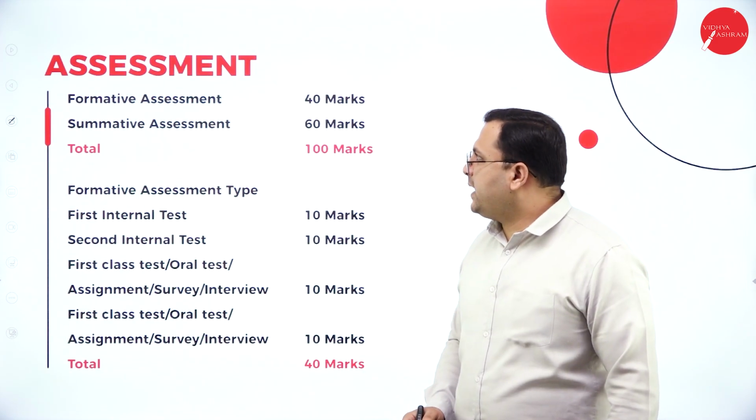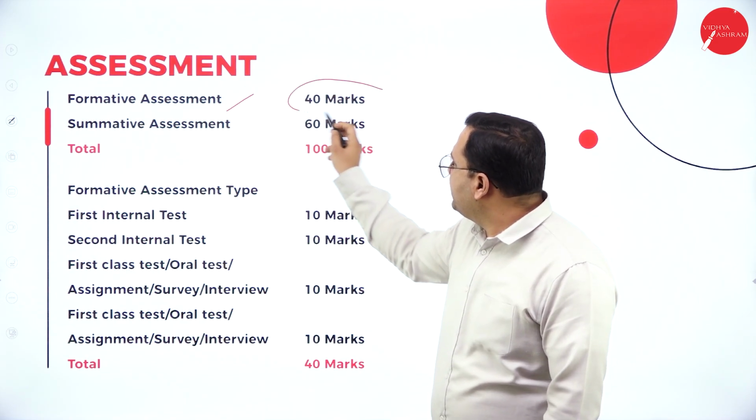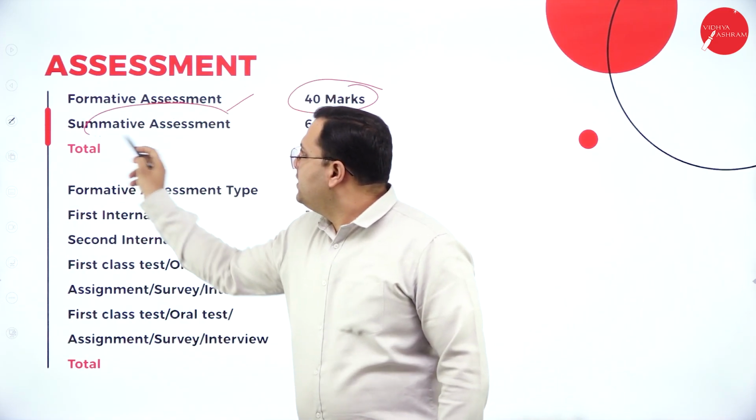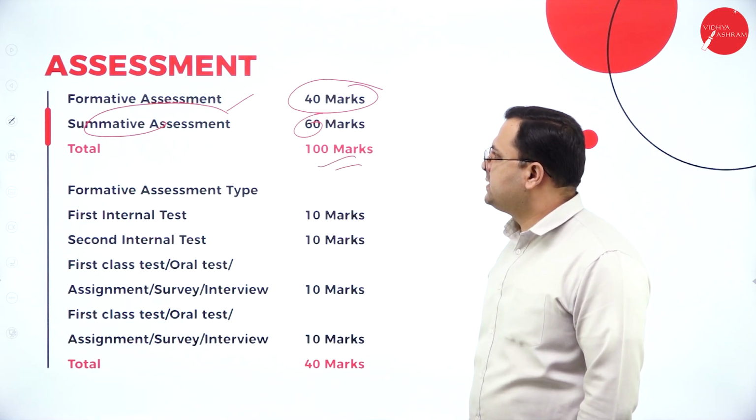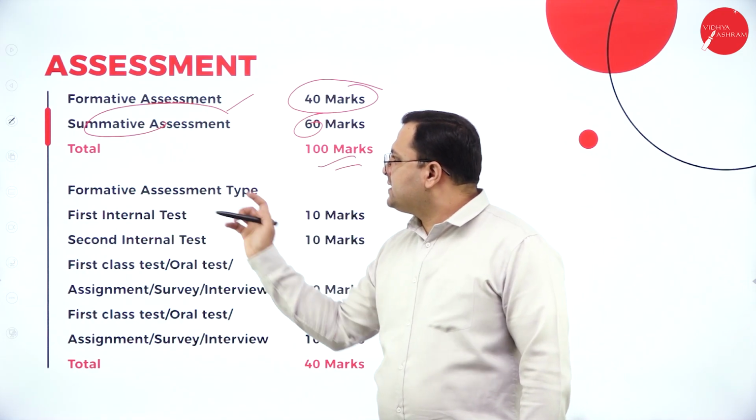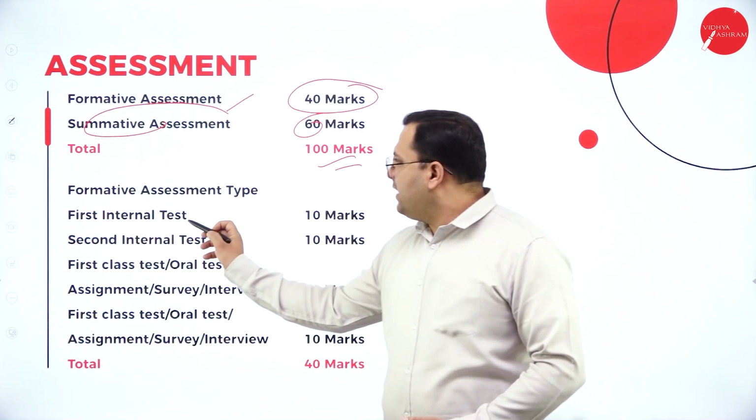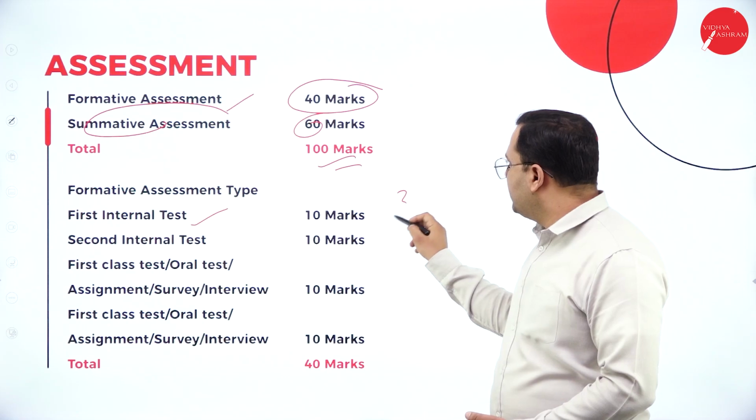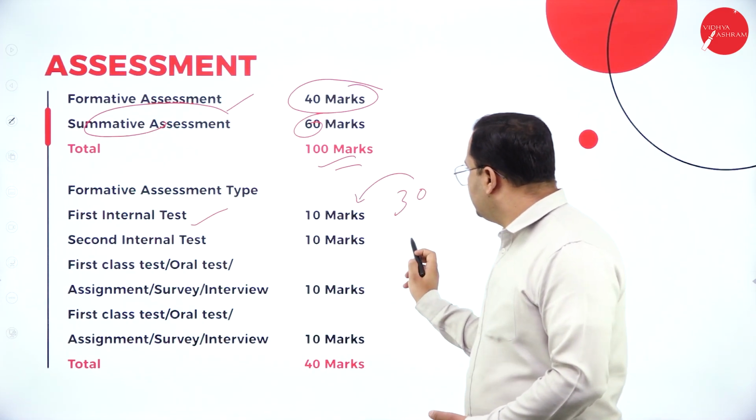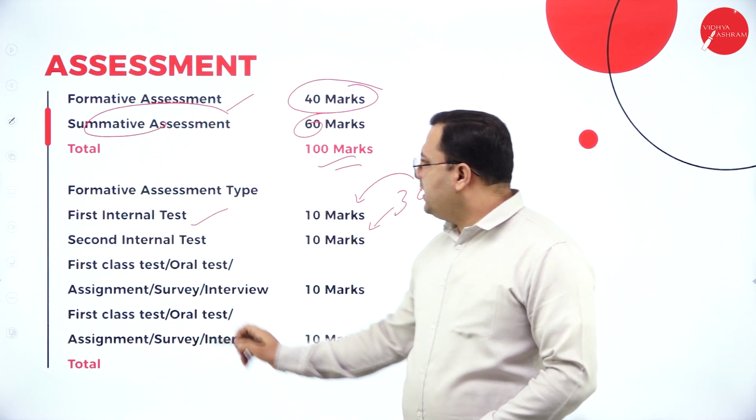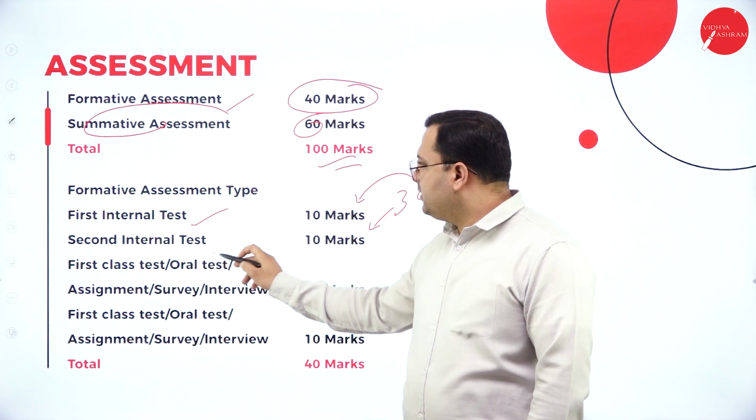Coming to the assessment part, you have formative assessment, which would be done for 40 marks, and summative assessment, which would be done for 60 marks, and in total you will have 100 marks. Coming to the formative assessment type, it is your internals. You will have first internal test conducted for 30 marks and it would be reduced to 10. Second internals, similarly. Then you will have class test or a viva-like thing, oral test.